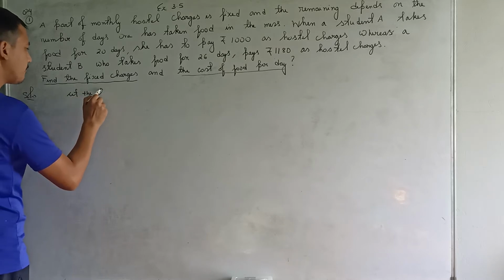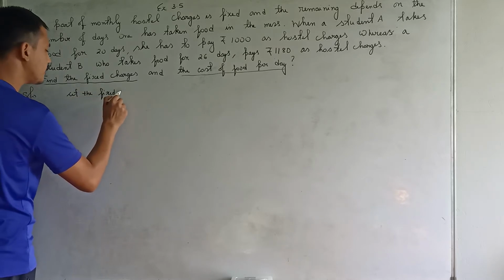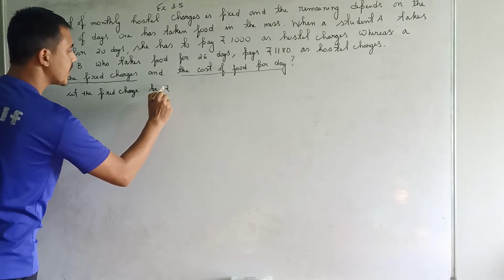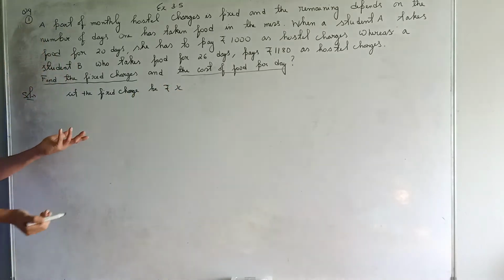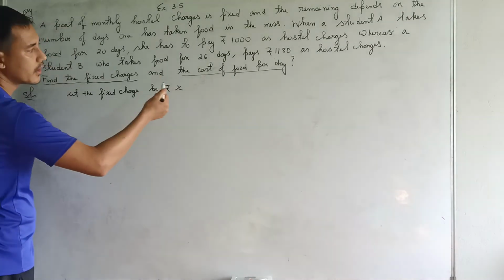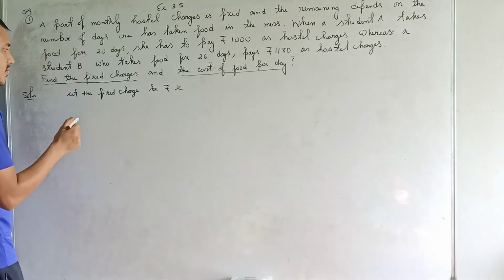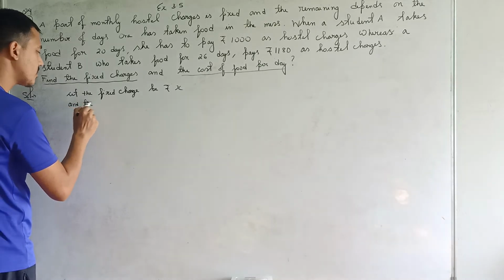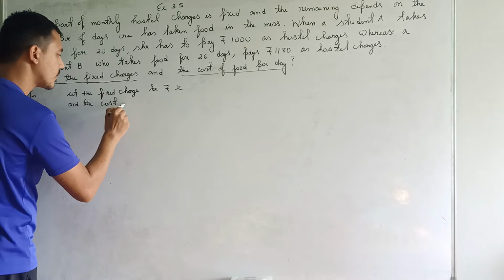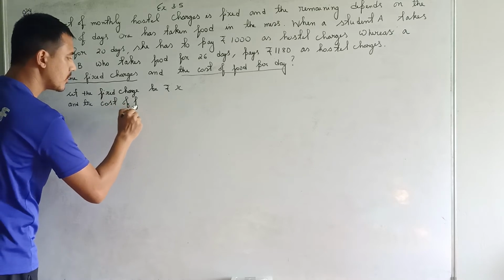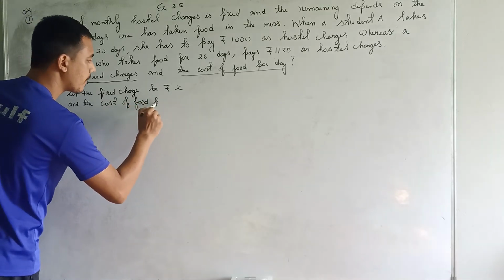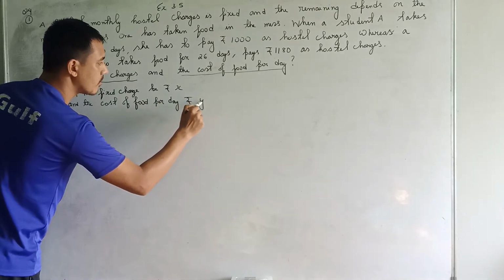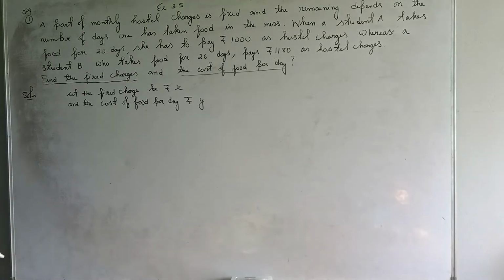So find the fixed charge. So let the fixed charge be rupees x. We do not know, so we are taking it as x. Also the cost of food per day, we are asked to find that, so let the cost of food per day be rupees y. Is it alright?